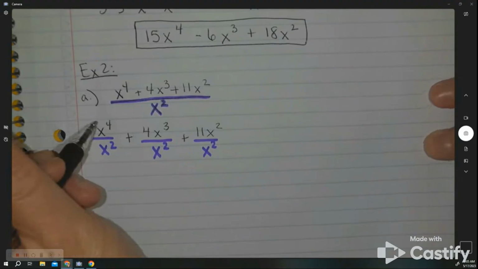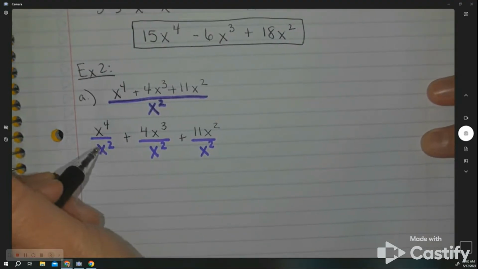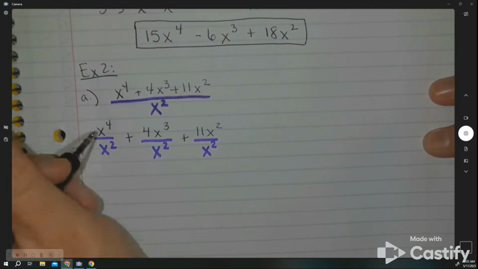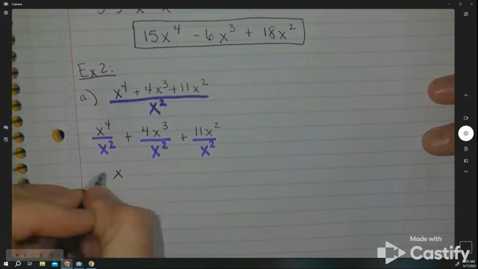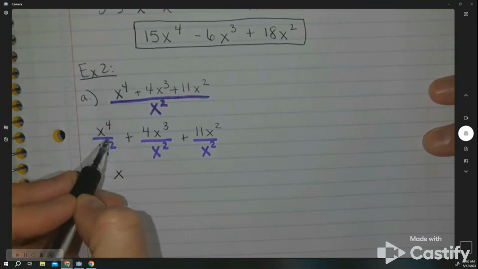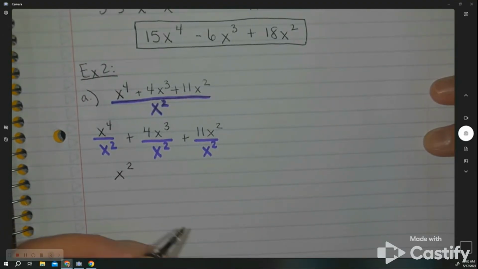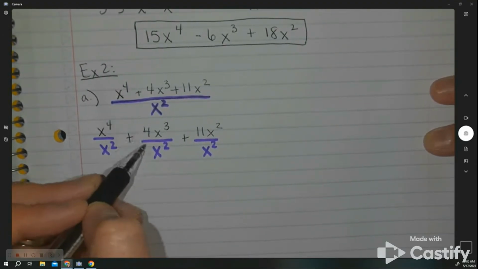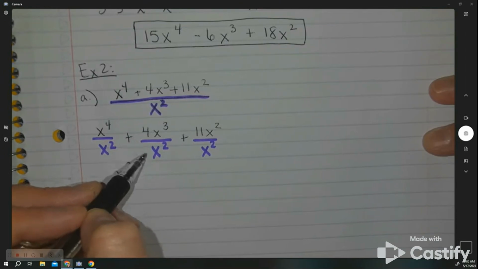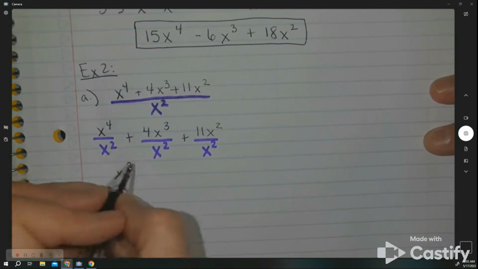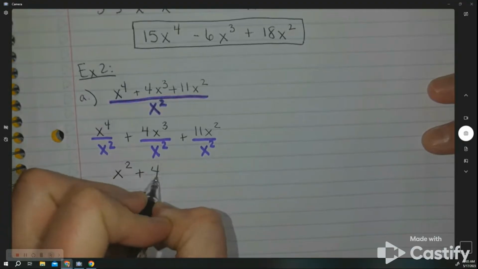So here I've got 4 x's multiplied on the top divided by 2 x's on the bottom. So I keep the base and I subtract the exponents. 4 minus 2 gives me 2. So now we have x squared. In the next term, it's 4 divided by 1, right? Because the coefficient of x squared is 1. 4 divided by 1 is 4. So we've got plus 4.